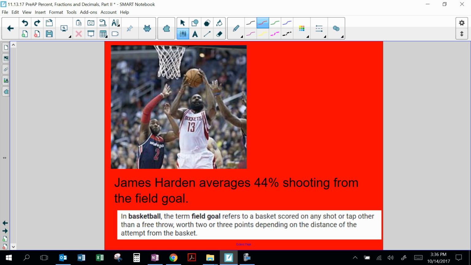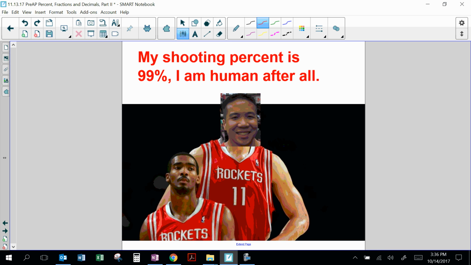So James Harden averages 44% shooting from the field goal. In basketball, the term field goal refers to a basket scored on any shot or tap other than a free throw, worth 2 or 3 points depending on the distance of the attempt from the basket. My shooting percent is 99%. I am human after all. I mean, I can't say 100%.